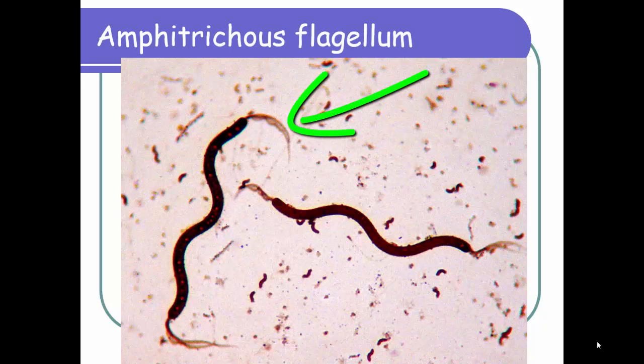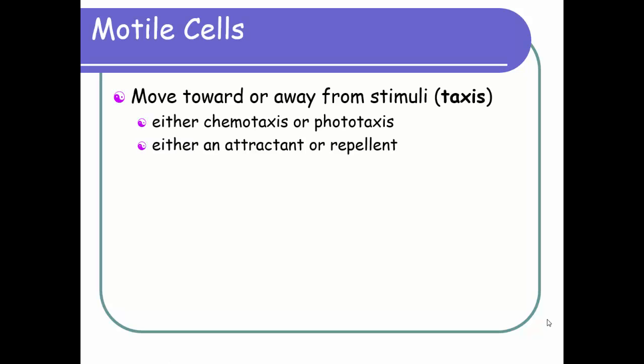And amphitrichous flagella typically are not used for the actual movement of the bacteria, since most of these are spiral organisms. They will actually move by the endoflagella, we'll talk about in a moment, but these amphitrichous flagella will act as rudders. In these motile cells, they tend to either move towards or away from stimulus, and we call this taxis. I like the name from the Latin because taxis, oh yeah, they move you from point A to point B, or away from point A to point B. And so taxis, we can have either chemotaxis, where we are attracted or repelled by a chemical, or phototaxis.